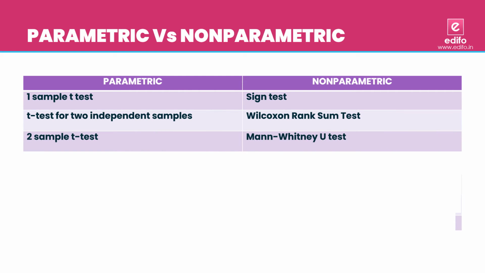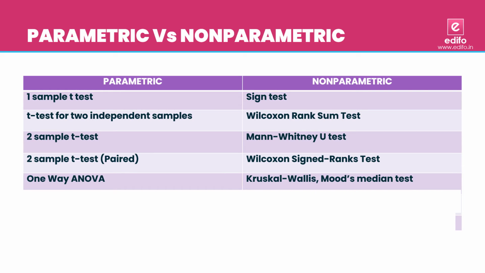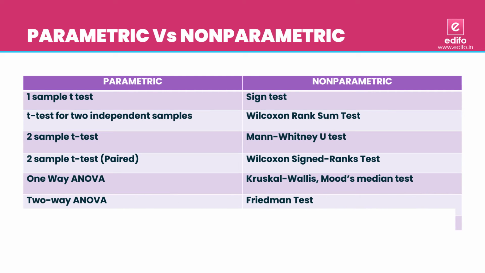The next is the two sample t-test. It's a very popular test, and its corresponding non-parametric test is the Mann-Whitney U test. The next is the paired two sample t-test. Its corresponding non-parametric test is the Wilcoxon signed ranks test. The next is one-way ANOVA, a very popular parametric test, and its corresponding non-parametric test is the Kruskal-Wallis test, or you can apply Mood's median test. The next parametric test is two-way ANOVA. Its corresponding non-parametric test is the Friedman test.